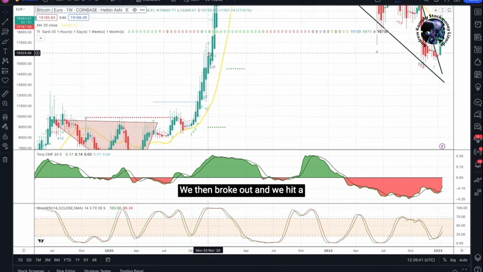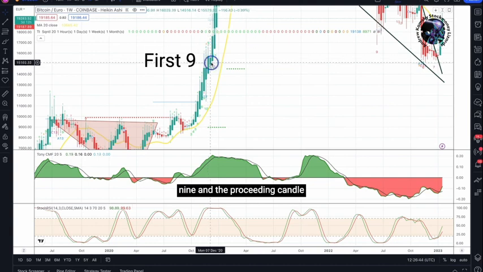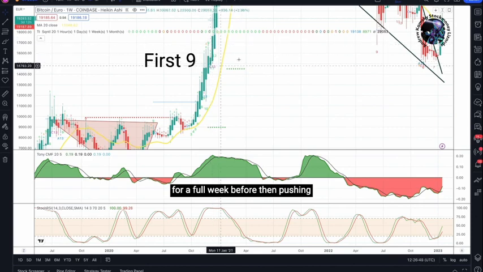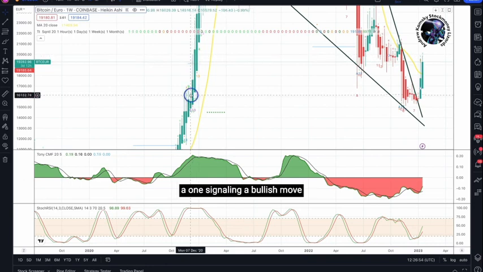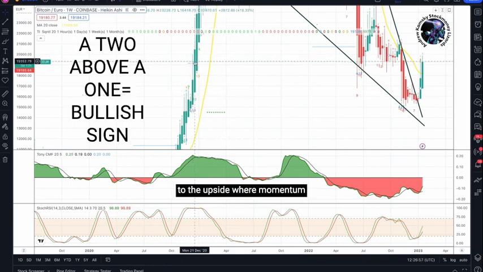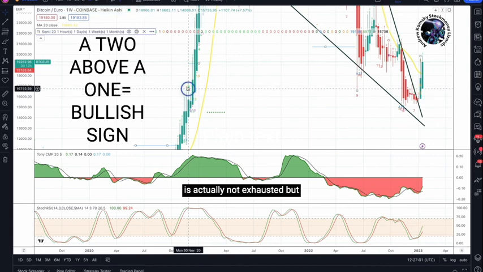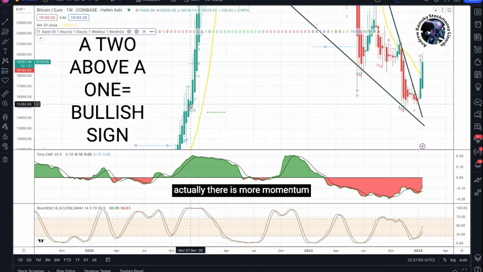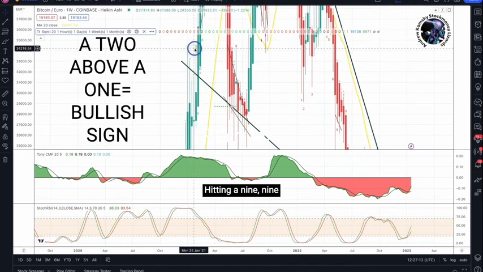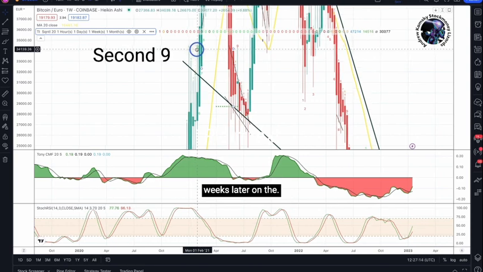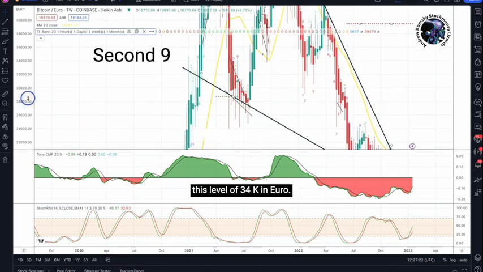We then broke out and we hit a 9, and the preceding candle was a 1 that remained in this area for a full week before then pushing back up, where it got a 2 above a 1, signaling a bullish move to the upside, where momentum is actually not exhausted, but actually there is more momentum in the market to keep on going up, hitting a 9 weeks later on the 1st of February 2021, with the price spiking up to this level of 34k in euro.